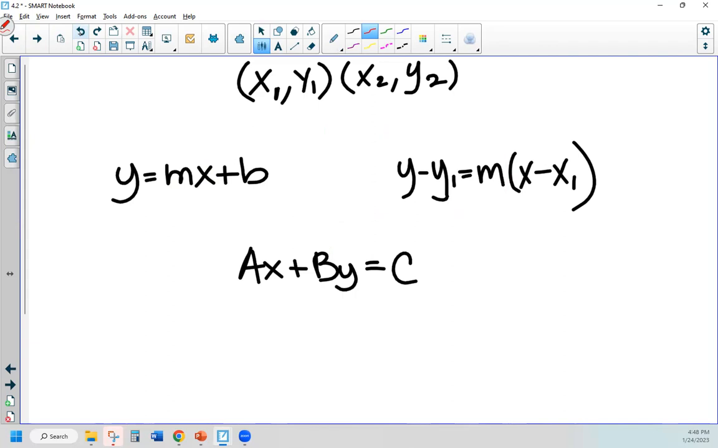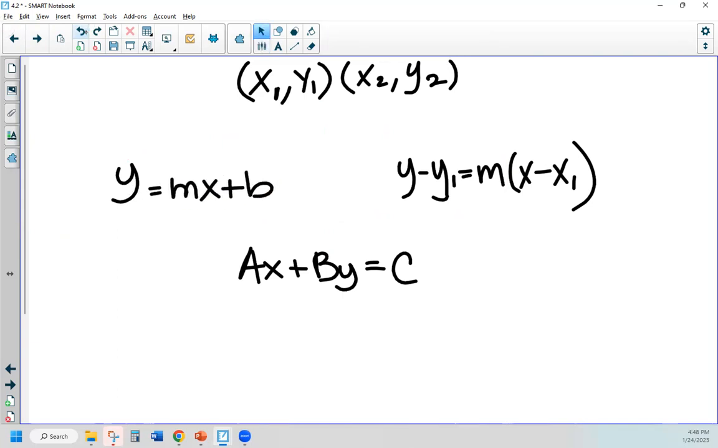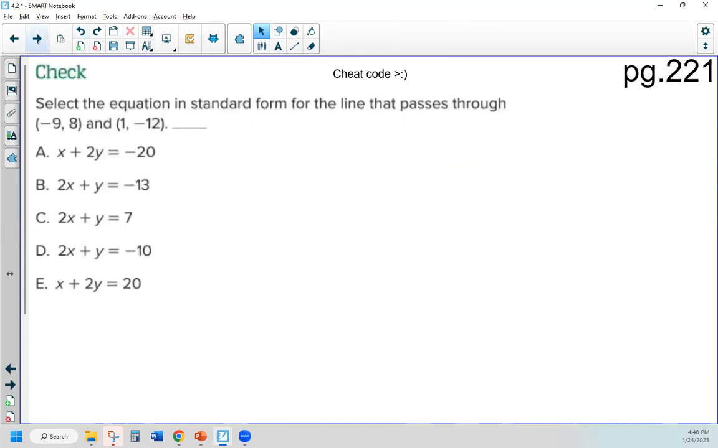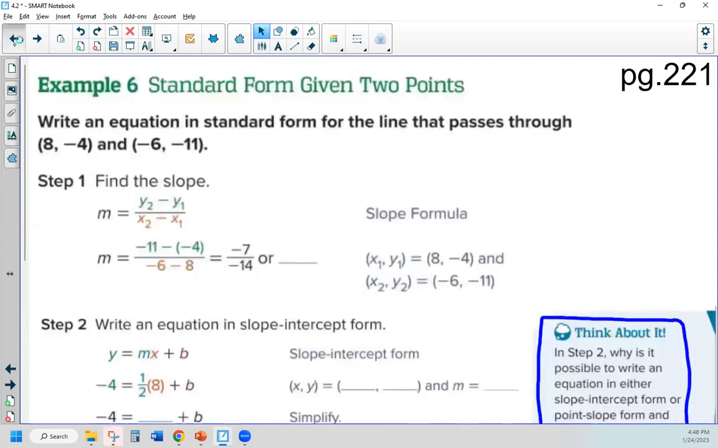Now, the book will take us this way. And that's pretty much where my brain will also go, because I always think slope-intercept form is just the cleanest. Just look at the amount of stuff that's in here versus the amount of stuff that's here. For some reason, it tells me that that's what I want to do.